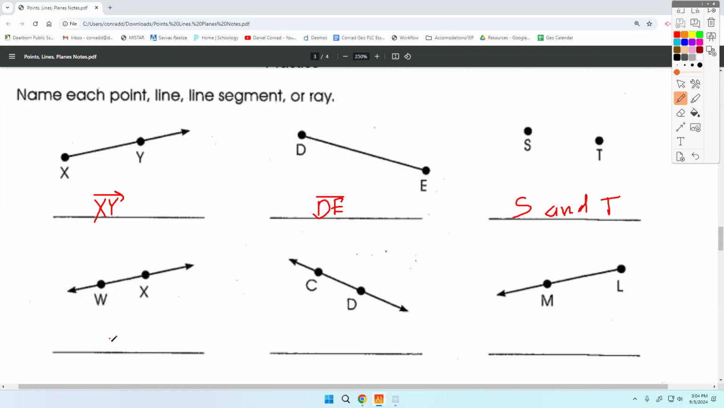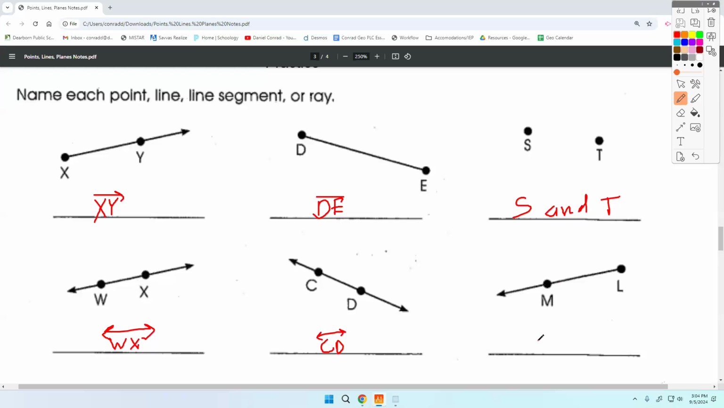The next 2 are lines. So I'm going to put the 2 letters. It doesn't matter what order I put them in. WX or XW. We just need to have the line symbol over top. And then CD, and we're good here.